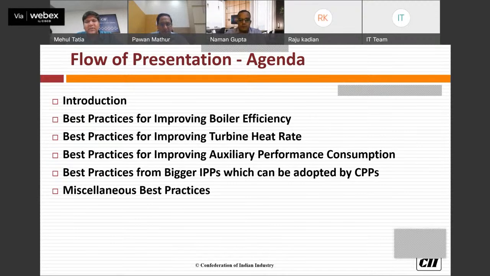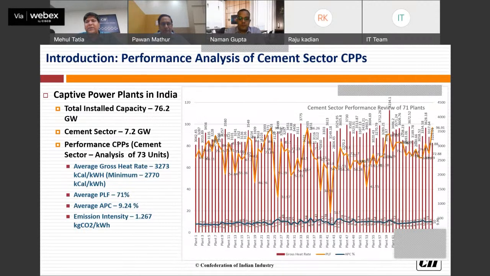I'll start with introduction, then I'll have best practices for boiler efficiency, turbine heat rate, something on EPC. Then I have 2 or 3 ideas which the CPPs can adopt from the bigger IPPs and can implement in their plants. And finally, a list of a few miscellaneous best practices in maintenance, predictive maintenance, and improving the overall reliability of CPPs.